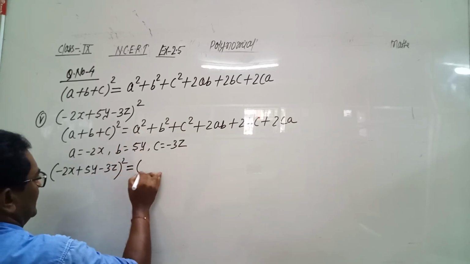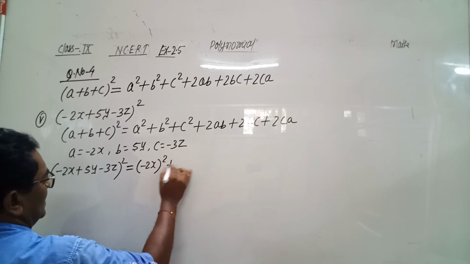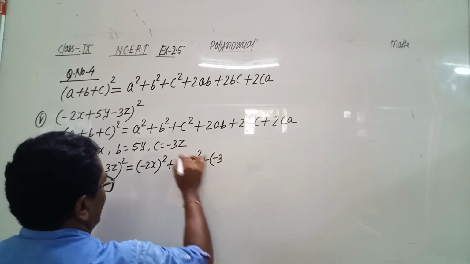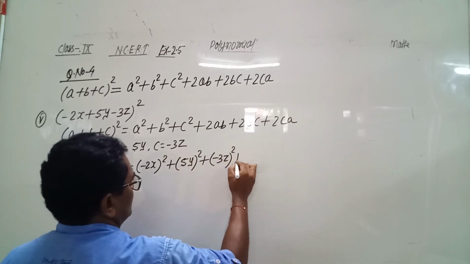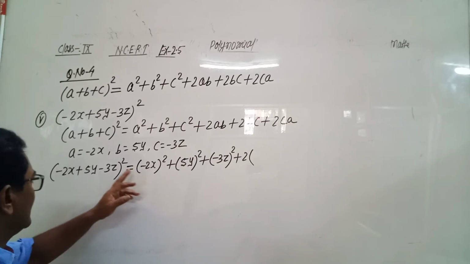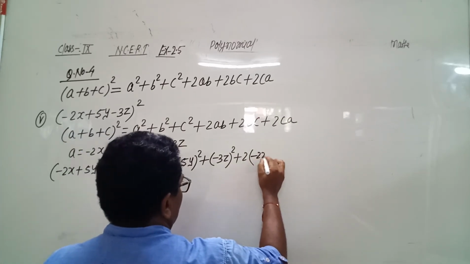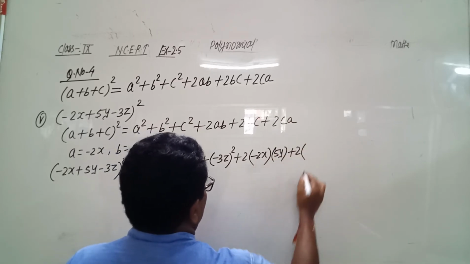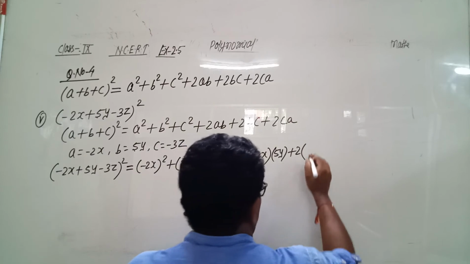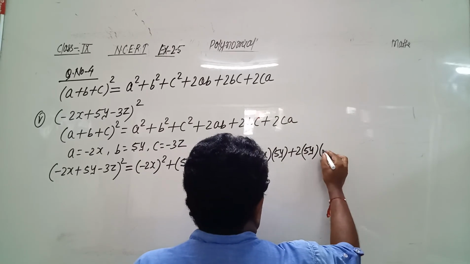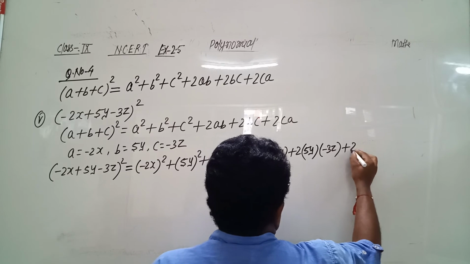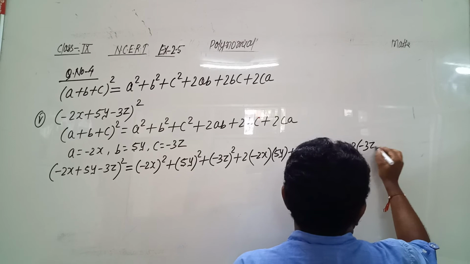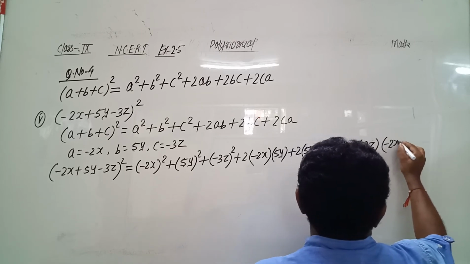Now a square means minus 2x the whole square, plus b square, 5y the whole square, plus c square means the value of c is minus 3z the whole square, plus 2 into a, the value of a is minus 2x and the value of b is 5y, plus 2b into c, the value of b is 5y and the value of c is minus 3z, plus 2c into a, the value of c is minus 3z and the value of a is minus 2x.